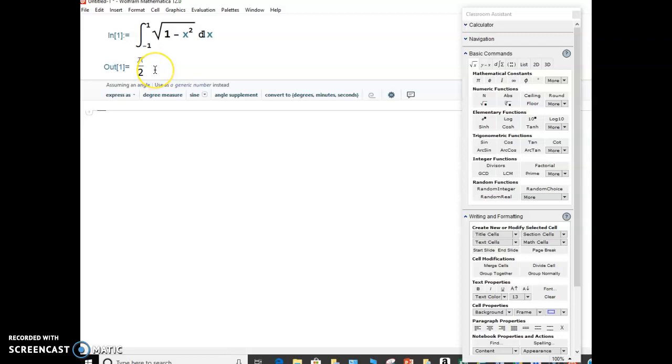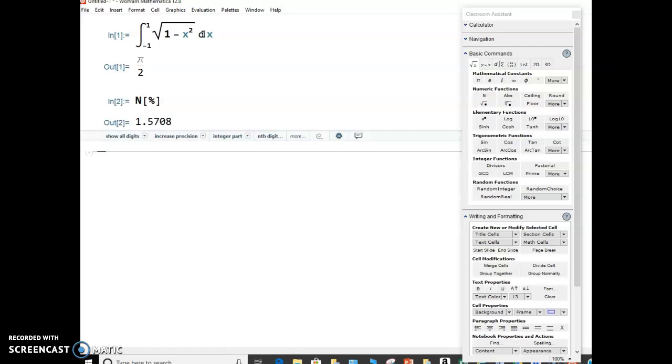Now, we could get a numerical value of this to see what it is approximately equal to. There it is, 1.5708. So again, one nice thing about the calculation of these ideas of integration is that Mathematica and other tools, and our calculator too, can easily help us calculate what this area is.